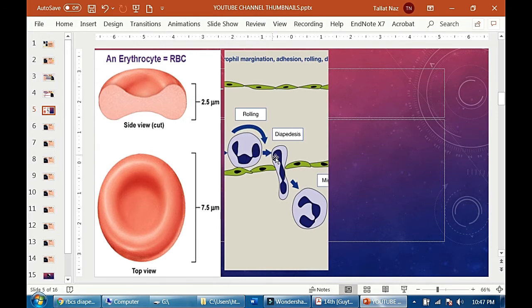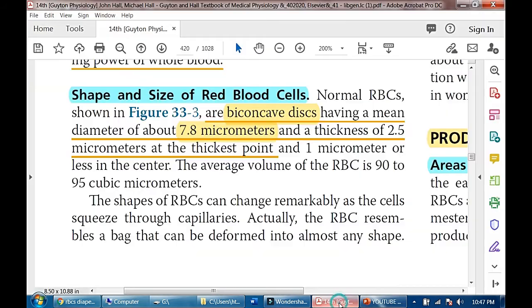The diameter is 7.8 micrometers, the thickness is 2.5 micrometers at the thickest point, and 1 micrometer or less in the center. The average volume of red blood cells is 90 to 95 cubic micrometers. You can see in the picture how the biconcave red blood cells look.